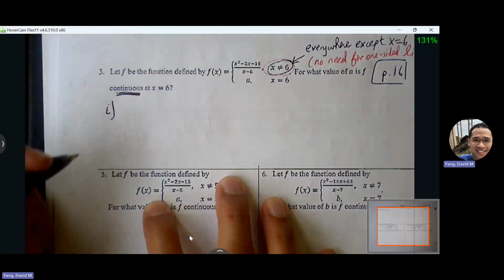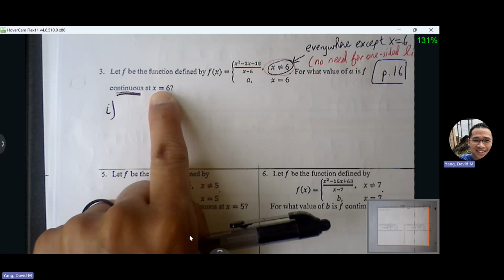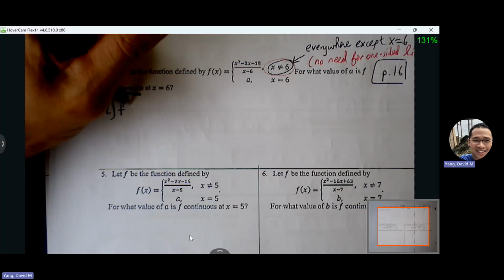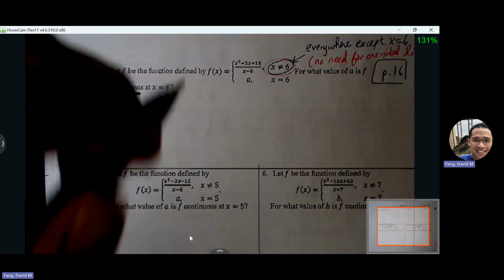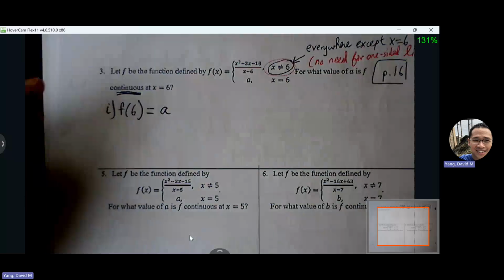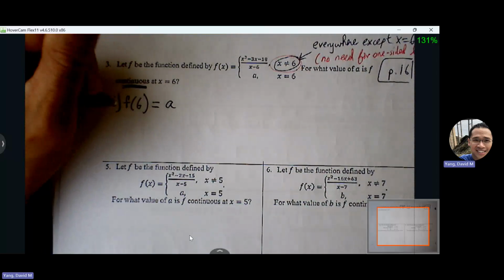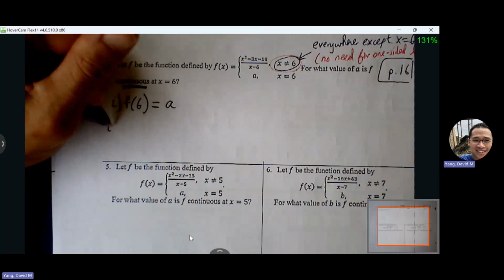So the first condition: we know our C value is 6. We know the X value in question is at 6. So our first thing we need to find is f of 6. f of 6 is equal to what? A. Okay, we don't know what A is, but eventually we're going to come across it just by going through this continuity condition process that we have in front of us.